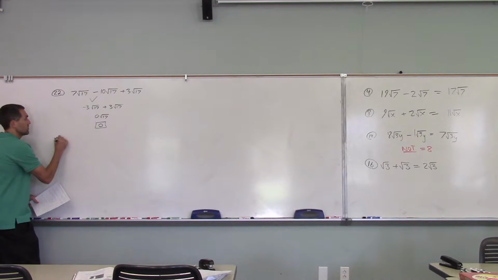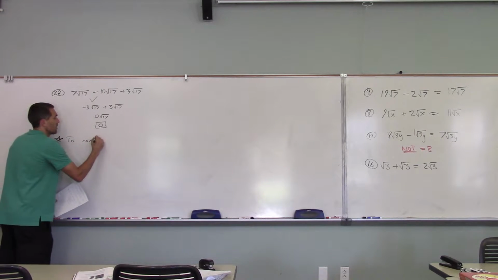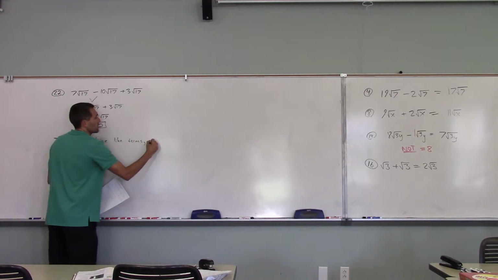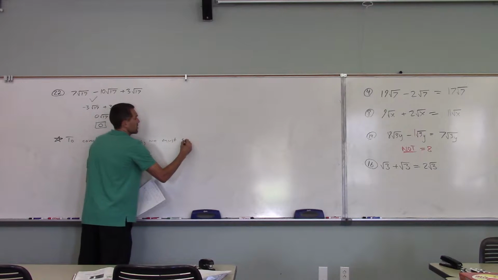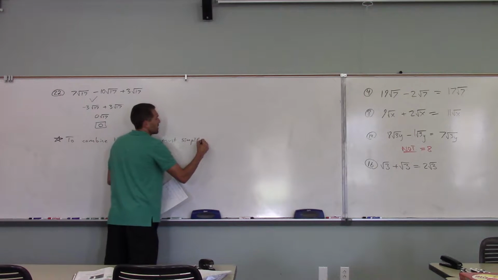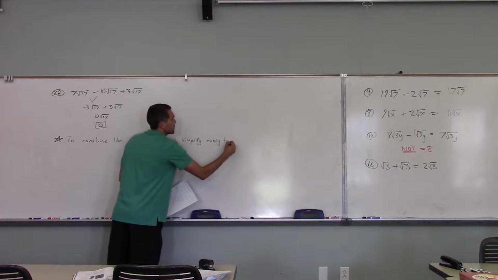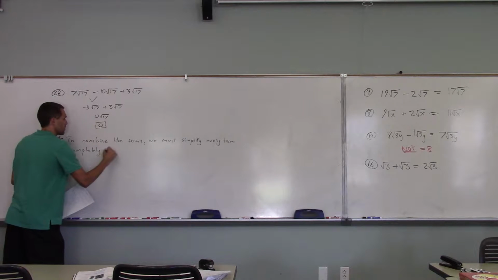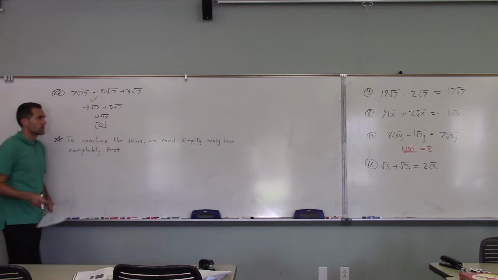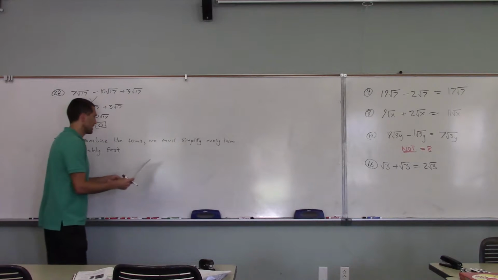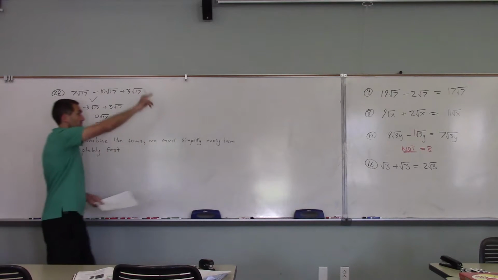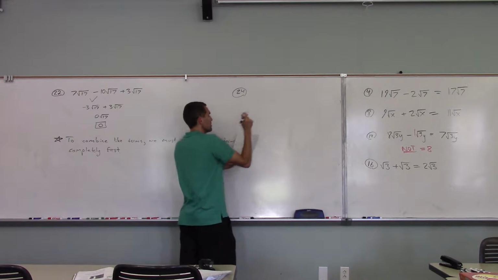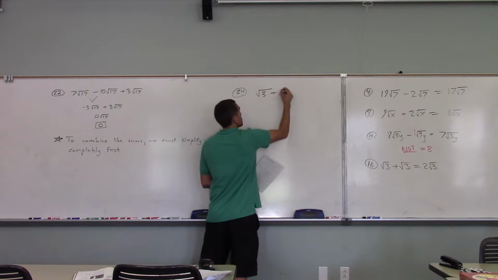The big idea after this is to combine like terms, we must simplify every term completely first. Okay? So, do an example of this. I would do it below, but instead I'm gonna do it over here, just so everybody can see it. Here's 24. So root 3 plus root 27.